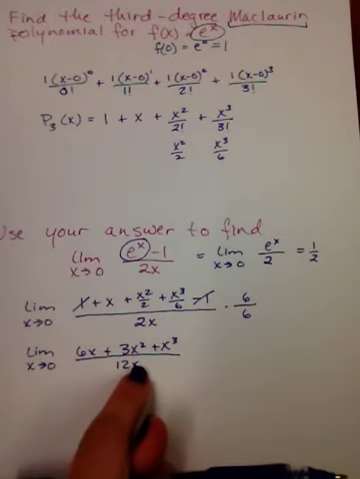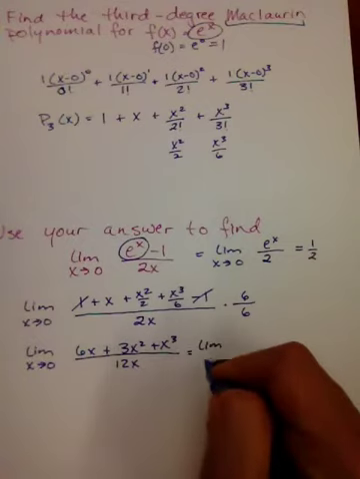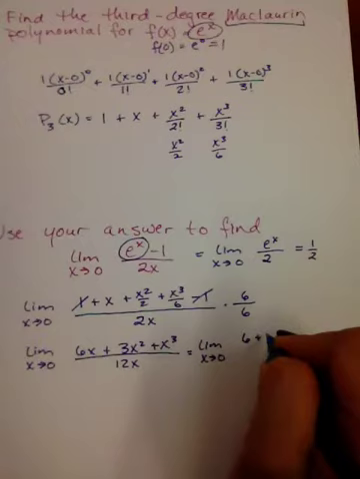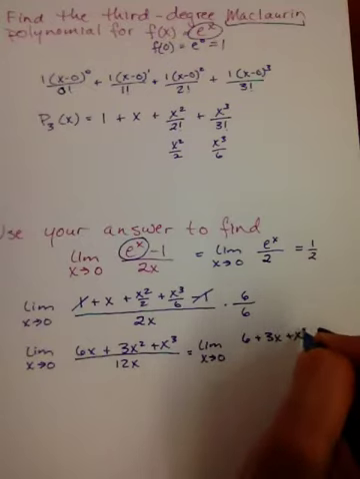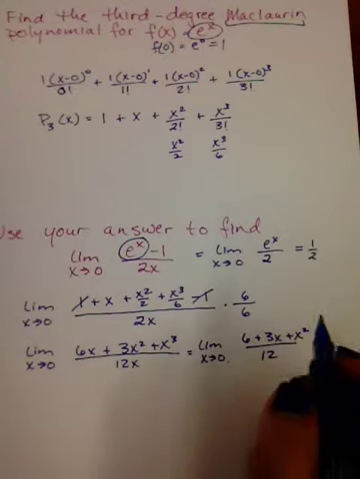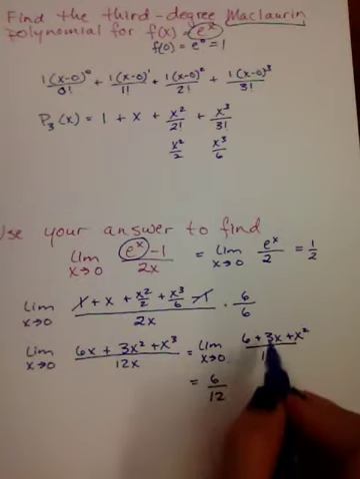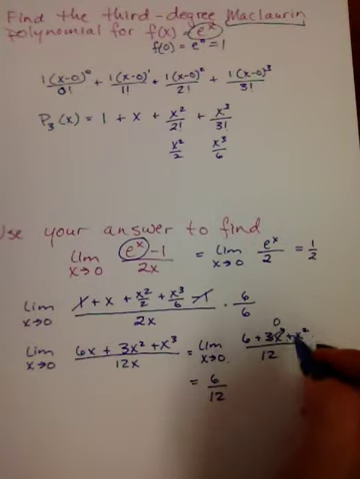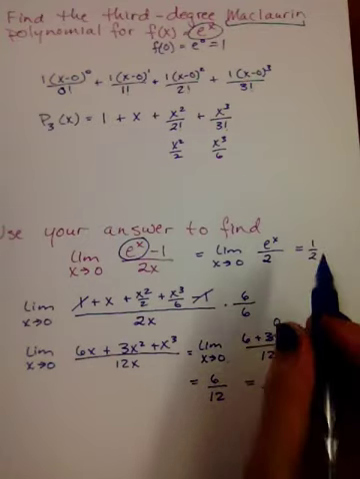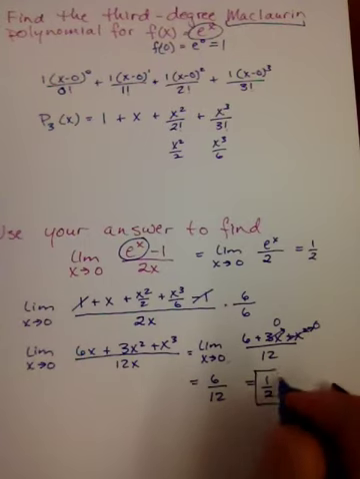So every term has at least one x in it. So this would be the limit as x approaches 0, and I'm going to cancel out 1x. So this is 6 plus 3x plus x squared over 12. And if I evaluate now, I get 6/12, because this goes to 0, this term goes to 0, and this term goes to 0. So I'm getting 1/2, whether I use L'Hopital's or use the Taylor polynomial approximation for that limit.